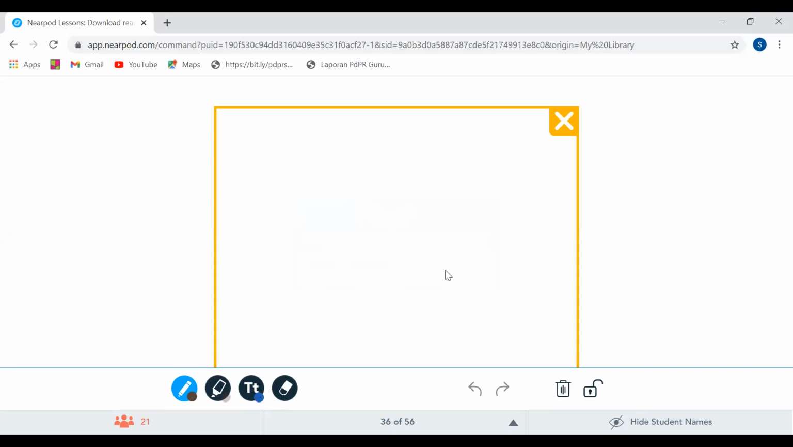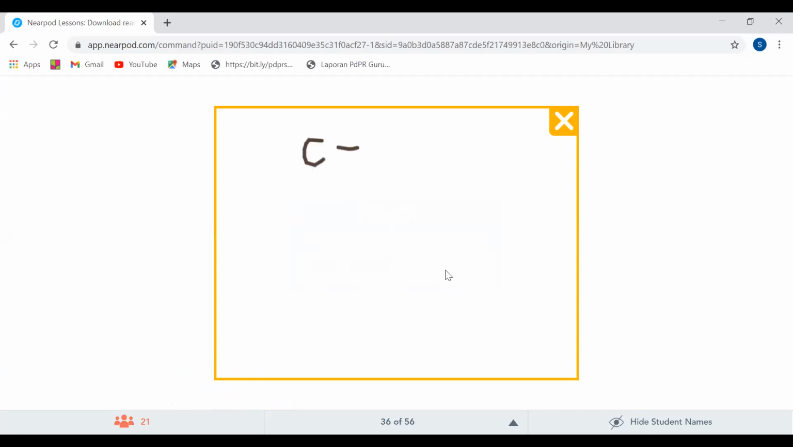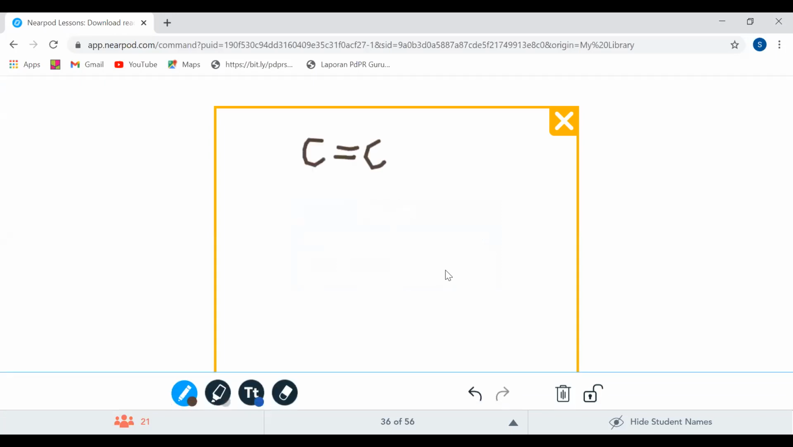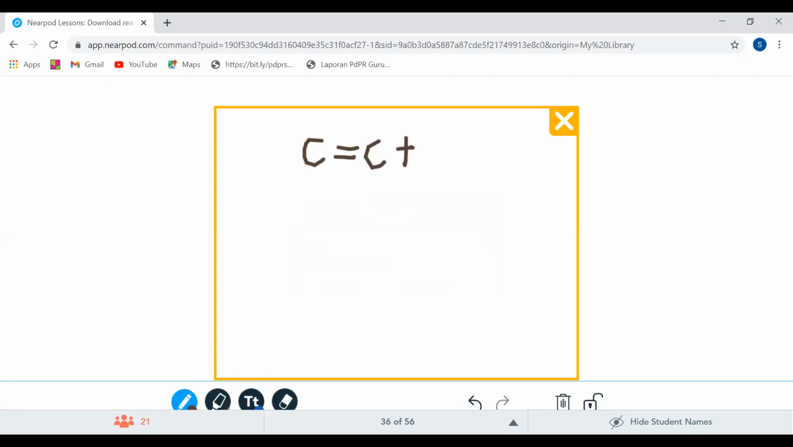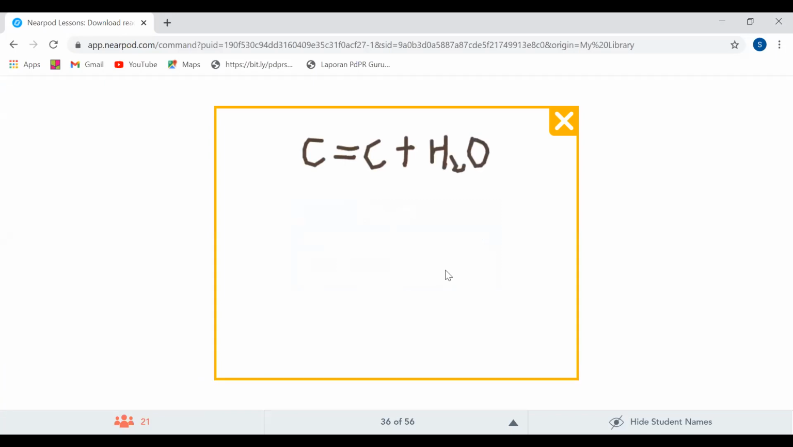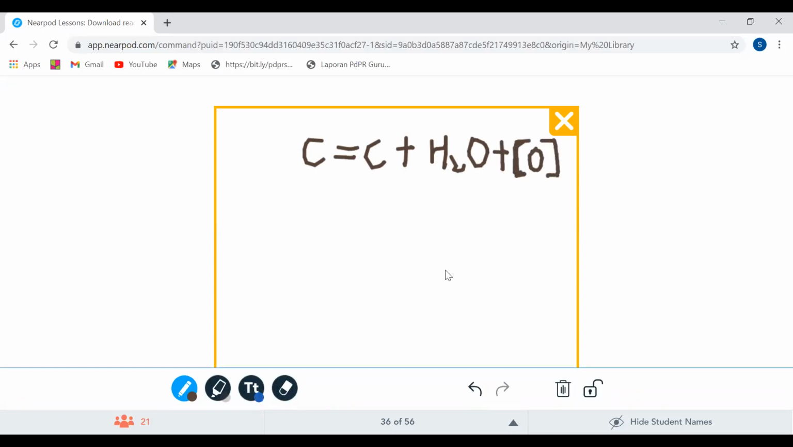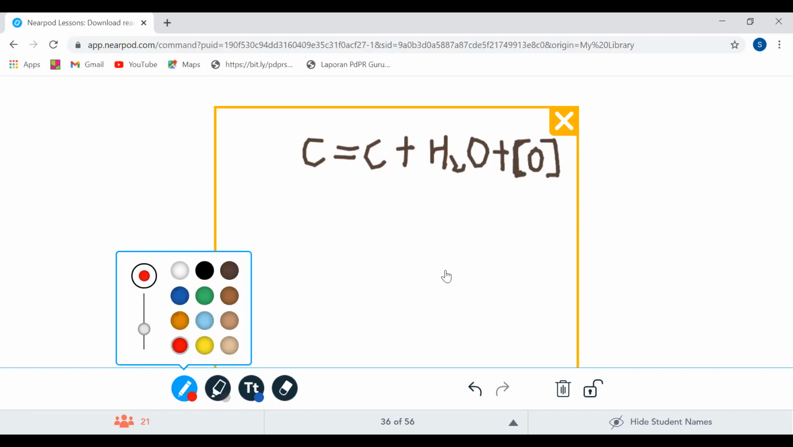Okay, let's say the teacher is starting with ethene again. C double bond C. Remember, in an oxidation, I must add water and I must add a bracket. This is a bracket. Look at my bracket. It is a squarish kind of bracket. Must be this kind of bracket. Cannot be any other brackets. Okay, what is going to happen?